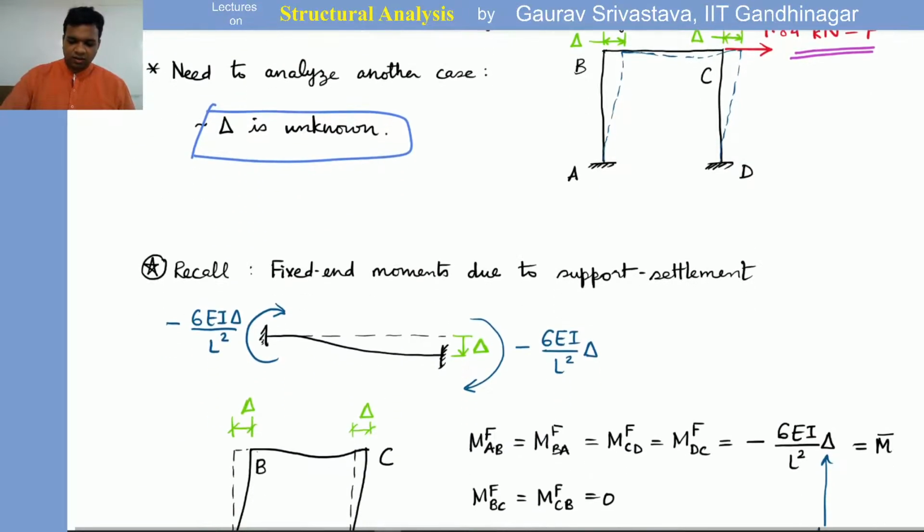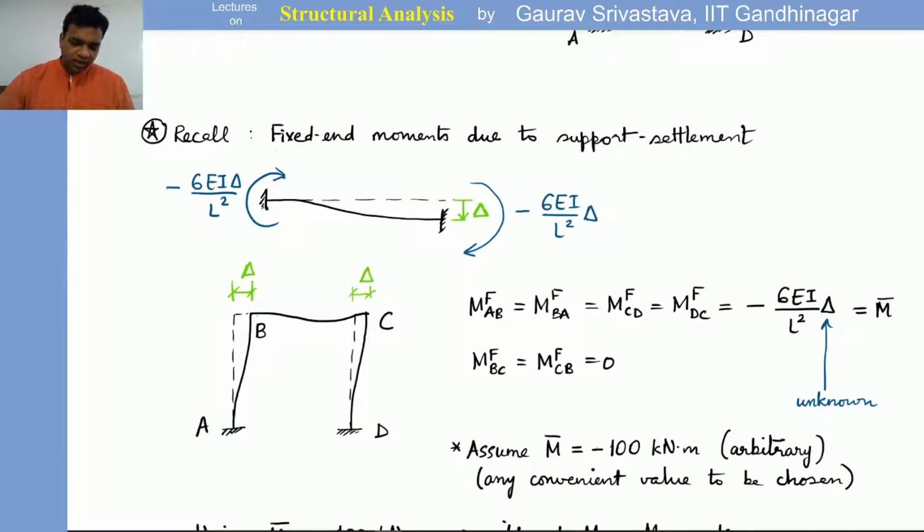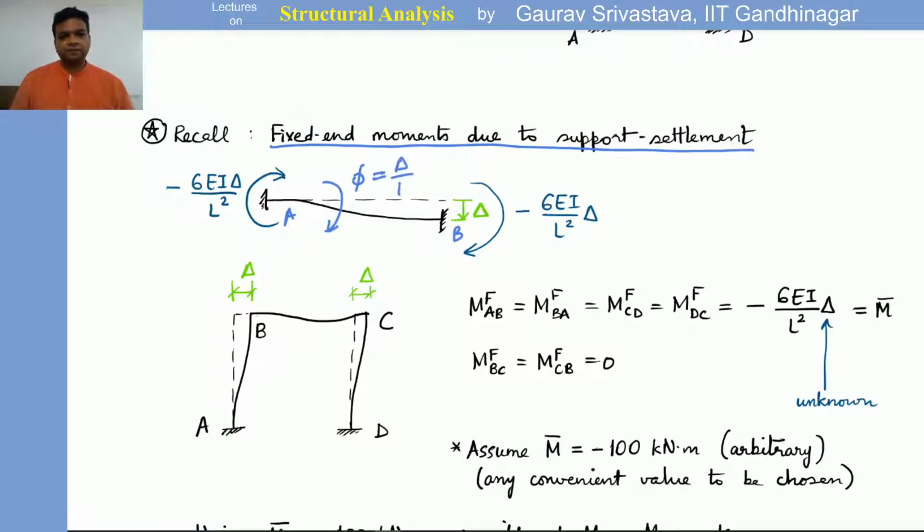Before we go further, you may recall the fixed end moments due to support settlement for a beam. If a support A and B were there, and support B went down, then phi was, if you recall, delta by L. If the net chord rotation due to the support settlement was in the clockwise direction, the fixed end moments induced due to this settlement are in the opposite direction, with the minus sign, and they are 6 EI by L squared times delta.